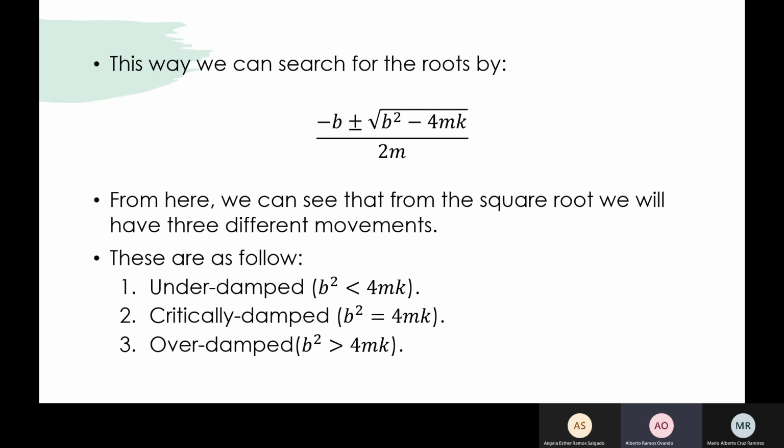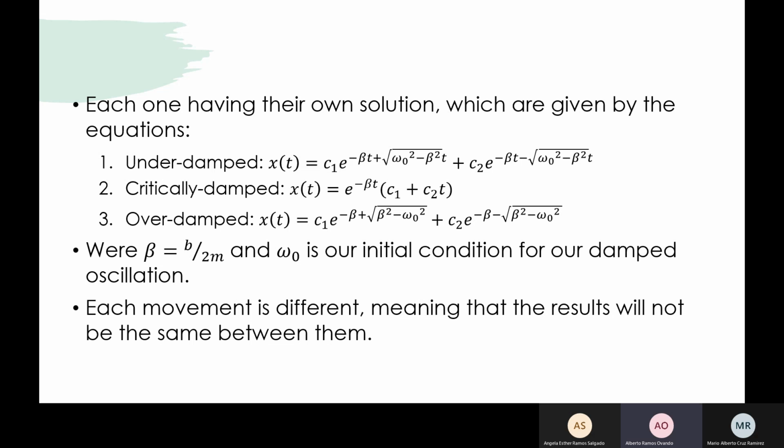Now, we can find the solutions for each movement like this, meaning that the 3 movements will have 3 different solutions at different points, and that they will oscillate differently from each other. Here we have our number beta, which is equal to b, our damping constant, divided by 2 times our mass, and our omega 0, which is our initial value for the damped oscillations.